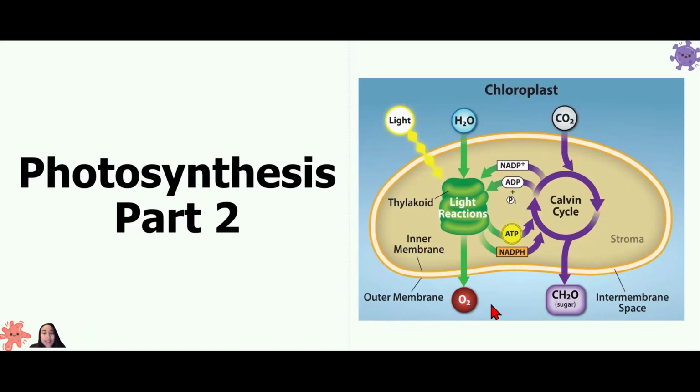Hello, in this video we're going to go through part 2 of photosynthesis. In a previous video I went over the general overview of photosynthesis, and this was the last picture that we saw, where, remember, photosynthesis comes in two parts, the light reactions and then the Calvin cycle. Now we're going to go over exactly what's happening in both the light reactions and the Calvin cycle.